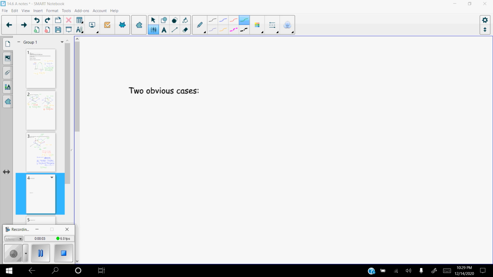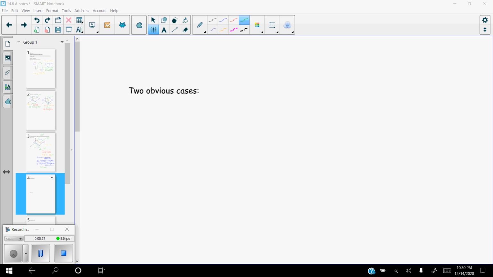Okay, so this is 14.6a, or day 1, video number 2. So we've defined now what the directional derivative is. And basically it is a slope in the direction of any unit vector. So it doesn't have to be with respect to the x or y axis. However, these two obvious cases should cover that.